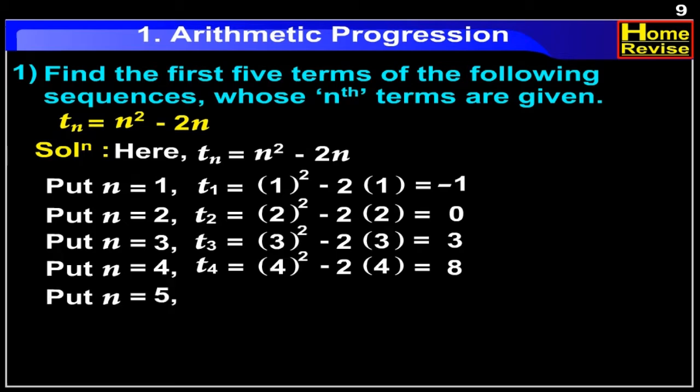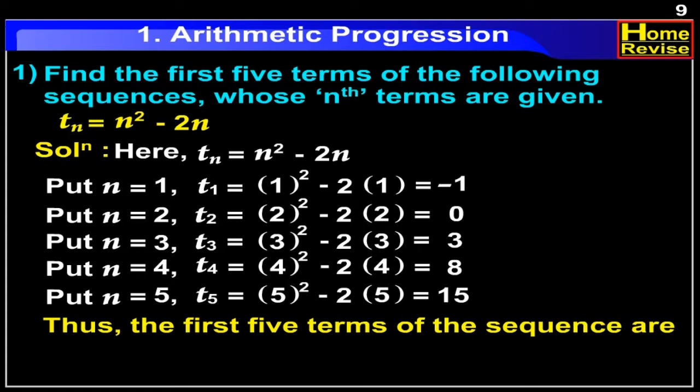And for n is equal to 5, T5 is equal to 5 square minus 2 into 5, which is equal to 15. Thus, the first 5 terms of the sequence are minus 1, 0, 3, 8, and 15.